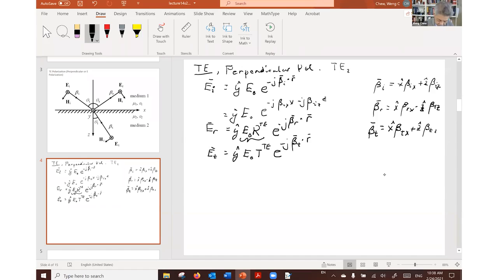And then if you put these things out, it looks pretty complicated, a lot more complicated than transmission line theory. But we have two unknowns here. The unknowns are RTE and TTE. So what do you think we should do next to find these two unknowns? We will have to match boundary conditions. We have the electric field equations. We can match boundary conditions for the electric field.